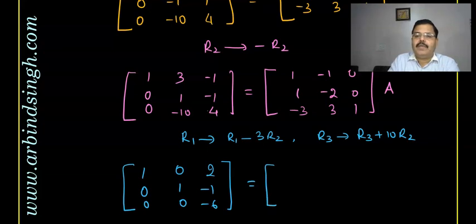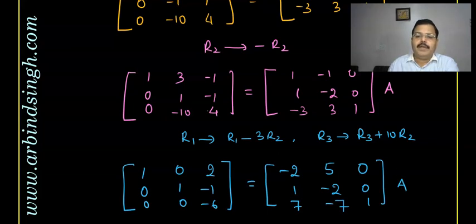Here, what will happen? R1 is R1 minus 3 times R2. So 1 minus 3 is minus 2, minus 1 plus 6 is 5, and 0. Then 1, minus 2, 0. R3 tends to R3 plus 10R2: minus 3 plus 10 is 7, 3 minus 10 is minus 7, and 10 times 0 is 0, so it will be 1.